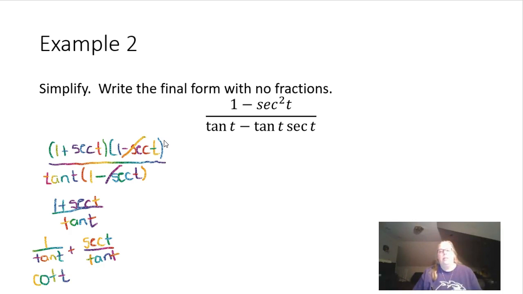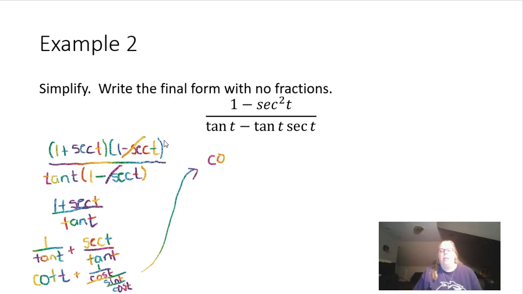And this one, I think we're going to have to turn this into sines and cosines so that we can eliminate our fraction. So the secant, which is 1 over the cosine, and then the tangent, which is the sine over the cosine. And what I'm going to have to do is invert this bottom fraction and multiply. So let's come up here.